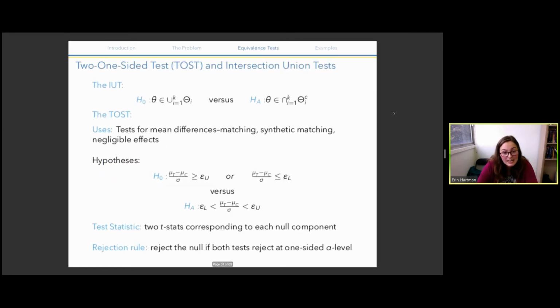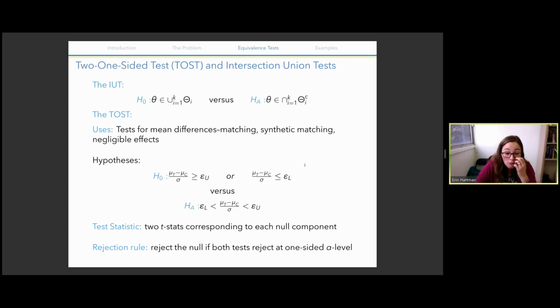pick an appropriate test. And so the most common one that you see is called the two one-sided test. That's an example that I showed you. And so it uses something called the intersection union principle. And so the idea is that you have a set of null hypotheses. Your null hypothesis is the union of these null hypotheses. And the alternative is the intersection of the complement of these hypotheses.